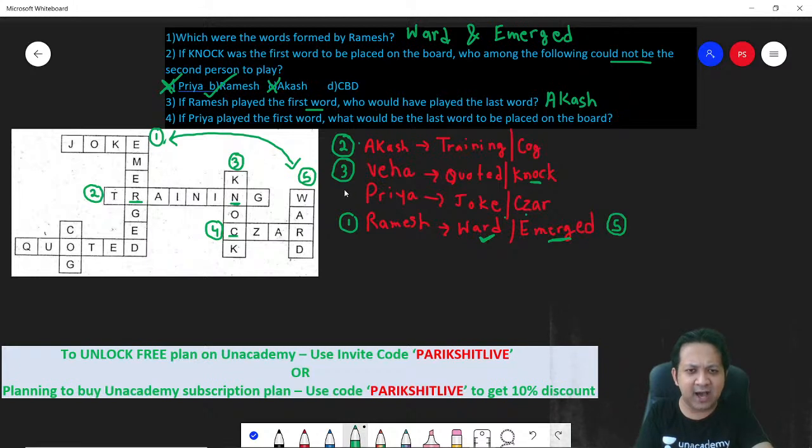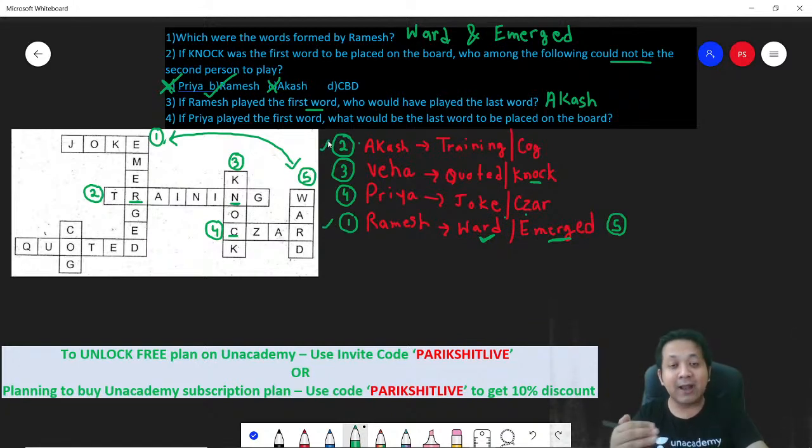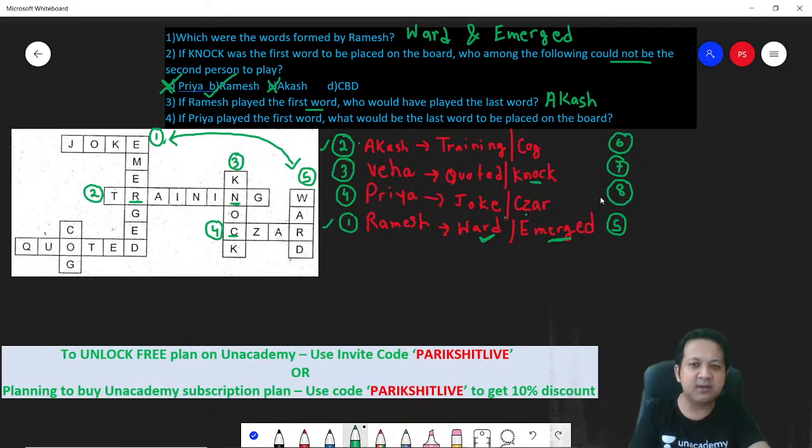And the fourth word is Zar, meaning Priya was the fourth person, right? Now let's check the order. The fifth has to be emerge. What should the sixth word be? Remember, the order is the same. If in round 1 Ramesh was 1 and Akash was 2, then in round 2 Akash also has to be 2, meaning 6 has to be Akash, 7 has to be Neha, and 8 has to be Priya.